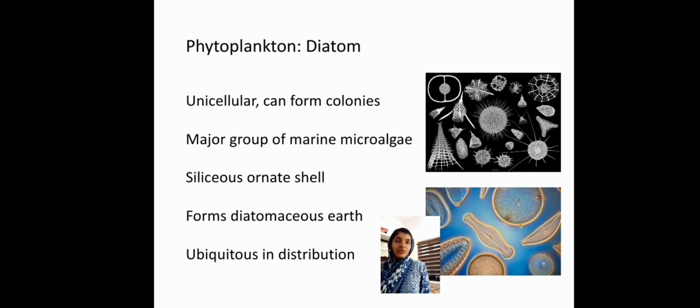So coming to the classification, the first one is diatoms, which include the taxonomic classifications of the phytoplankton. So diatoms are photosynthesizing algae. They have a siliceous skeleton and are found in almost every aquatic environment, including fresh and marine waters, soils. In fact, almost anywhere moist it can be seen. And it is unicellular, can form colonies, and it is a major group of marine microalgae, and it forms diatomaceous earth, and it will cover the ornate shell. We can see in the figure. There is a shell type structure seen on the outside of the organism.